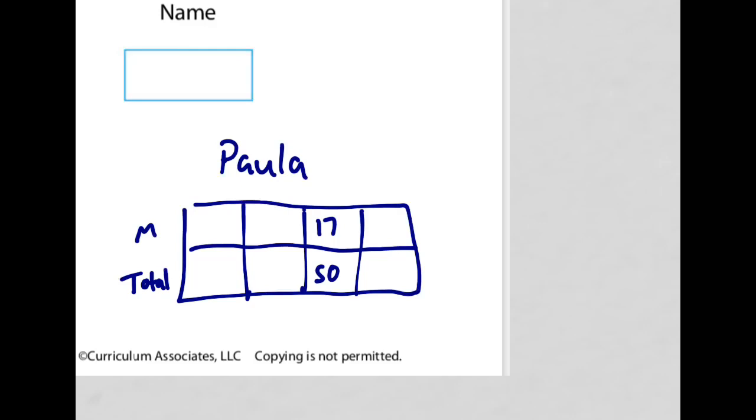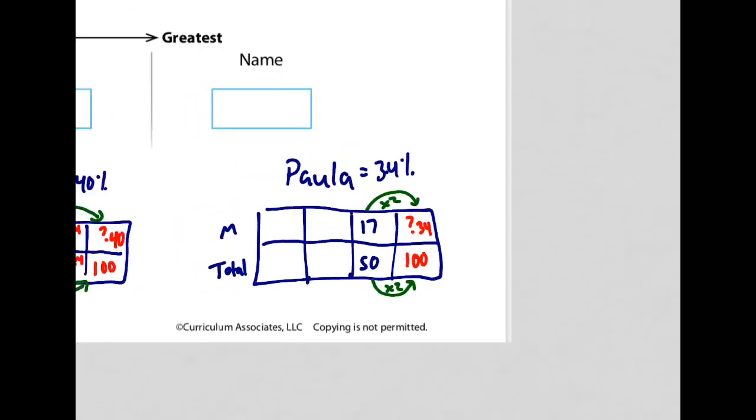Now remember, we need to figure out how many that is out of 100. Now in this one, I am not going to change 17/50ths to an equivalent ratio because I know 50 times 2 is 100. And 17 times 2 is 34. So that means Paula made 34 out of 100 of her baskets. In other words, Paula made 34% of her baskets.